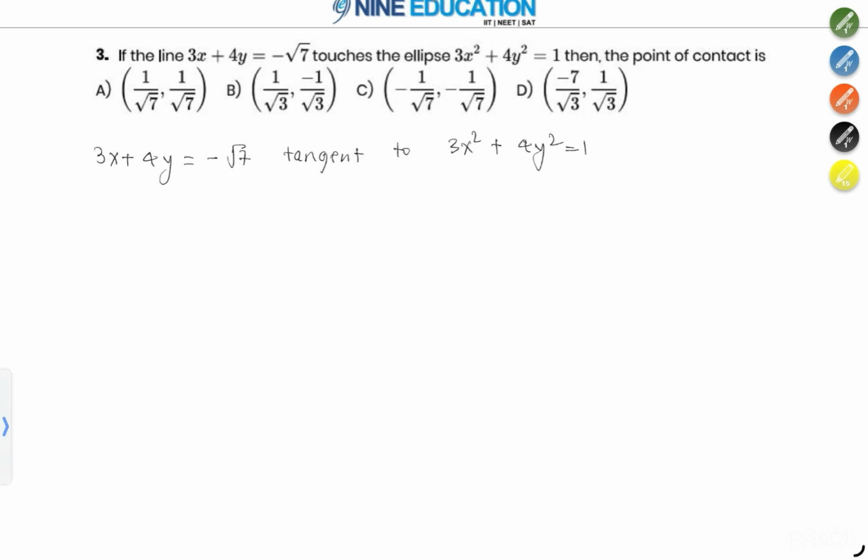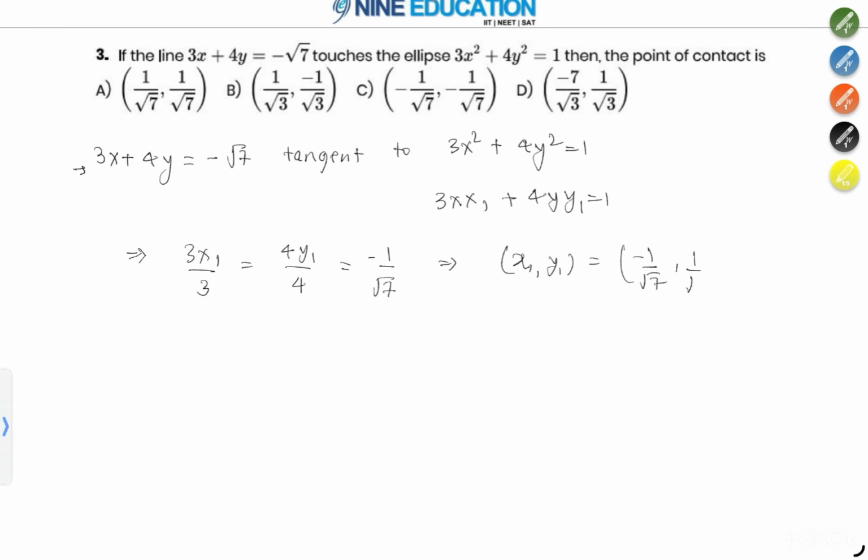So now let us try to find the equation of tangent in point form with regard to the ellipse. That is going to be 3x x1 plus 4y y1 equal to 1. Now, this equation is the tangent they have given, so we can compare both of the equations. So we get 3x1 by 3 equals 4y1 by 4, which is equal to minus 1 by root 7, which will give us x1 comma y1 equals minus 1 by root 7 comma minus 1 by root 7. That we can find from here. So C is the correct answer for this question.